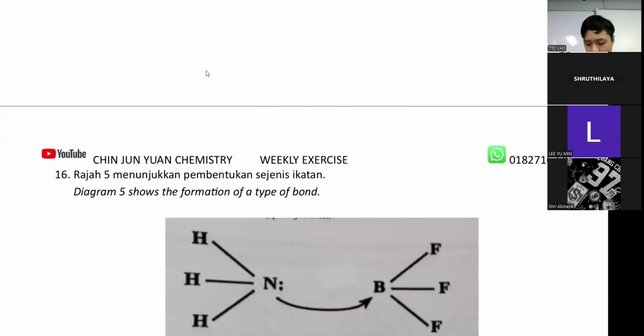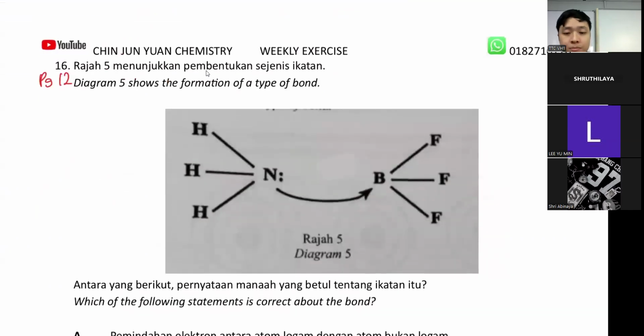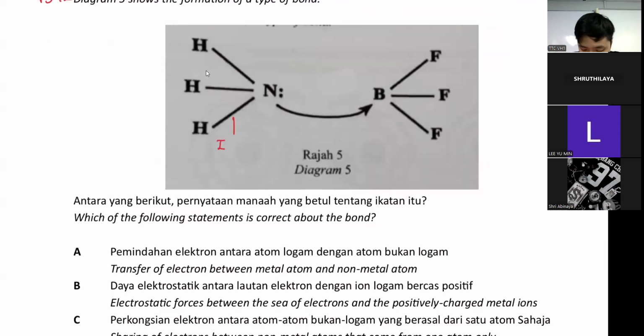Okay, question 16. This is a type of bond. Which statement is correct about the bond? Now this one, if you see these two dots, do you know what this is? What is the name of this bond? This is a covalent bond.